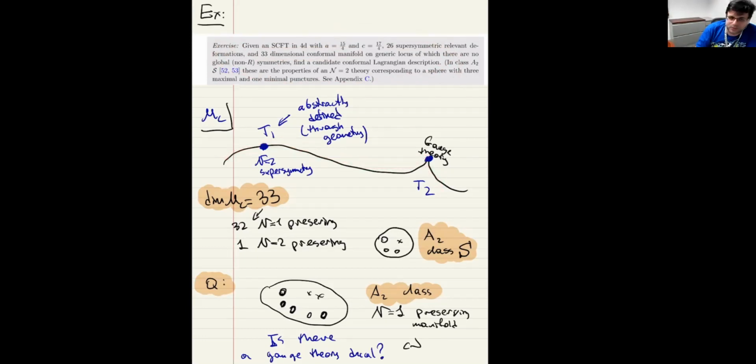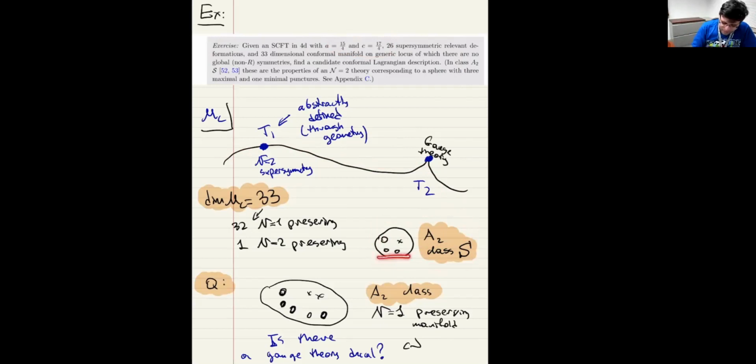Again, for people who know a little bit about this geometric engineering, which we'll discuss next time. So this particular theory, which has these properties, is what is called the class S theory of type A2 with 3 maximal punctures and 1 minimal puncture. So you get a 2,0 theory, you compactify on a 4-puncture sphere with 3 maximal punctures and 1 minimal puncture. In this geometric language, this is a strongly coupled SCFT.